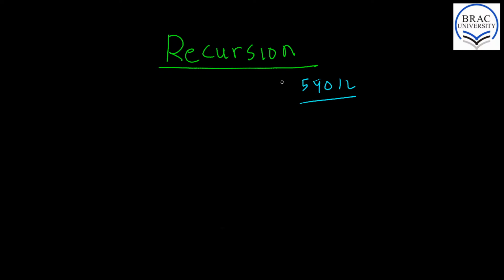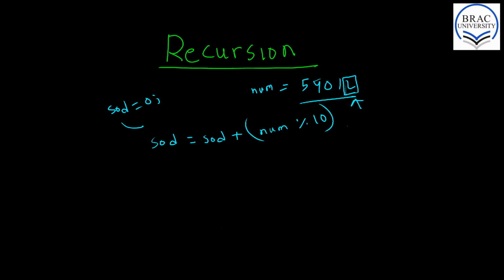What we will do is store it in a number called num, and then we will have a variable called sum of digits. Every time we will add to this sum of digits the unit digit. We can get that by sum of digit equals sum of digit plus num percent 10, because the unit digit is the residue when we divide this number by 10.